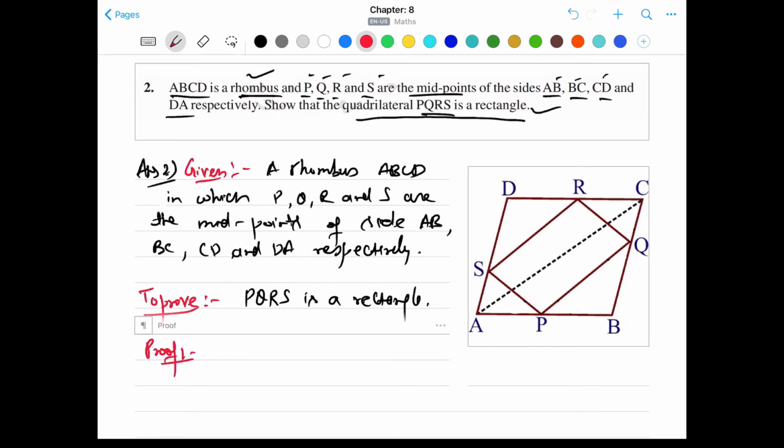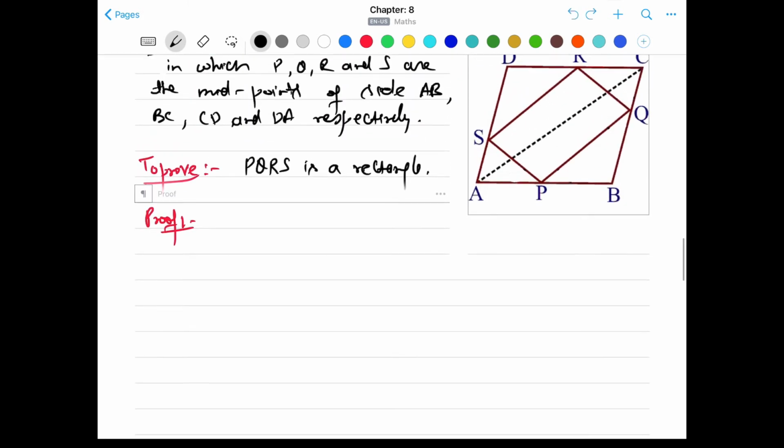Now let's start this proof. First we are going to prove that PQRS is a parallelogram, using the midpoint theorem like we did in question number 1. So let's start.